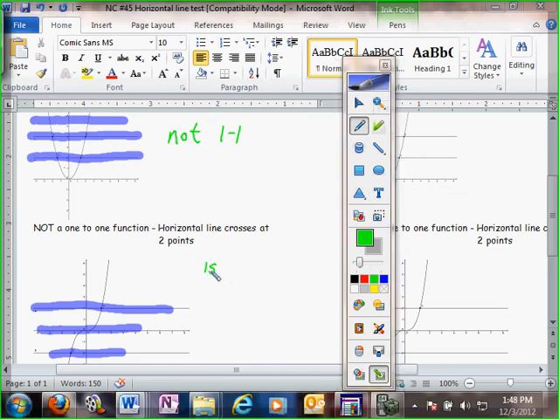So this function is one-to-one, which means that if I found the inverse of its function, it would also be a function. And that pretty much wraps up these three note cards, 43, 44, and 45. Hopefully you found that not too difficult.